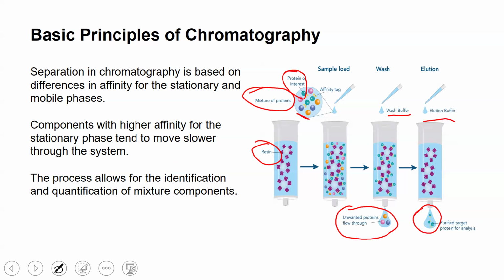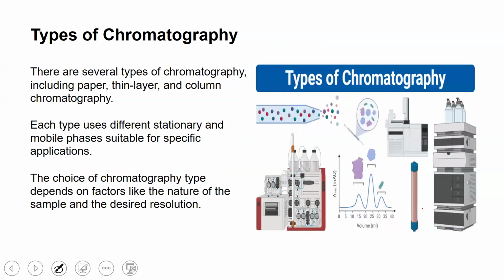You need to get a ligand that will bind to your protein of interest at the stationary phase. So the components that have the higher affinity will be bound to the affinity tag and will be bound to the column, to the stationary phase. And those that have lower affinity will be eluted, as shown here. So this is what we describe as affinity chromatography, which is based on the binding affinity of the different components. So let's look at the different types of chromatography.